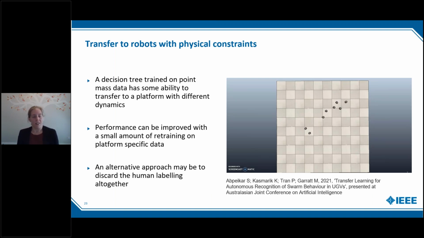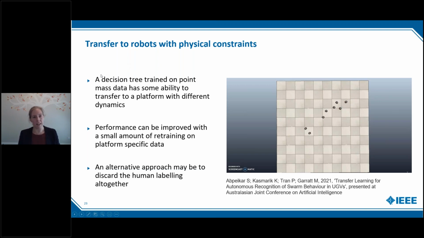This slide is now looking at another aspect of the system. I've obviously talked a lot about the point mass boids in the last few slides, and where we'd like to be is to transfer these ideas onto real robots that have real physical constraints. I'm going to have a look over the next slides at some different ways to do this.